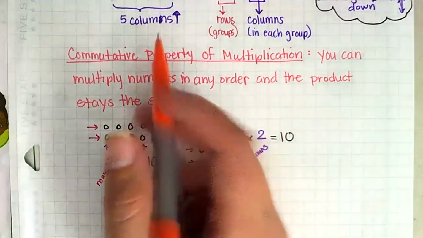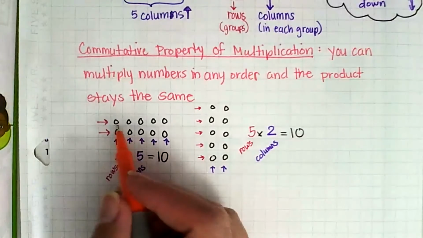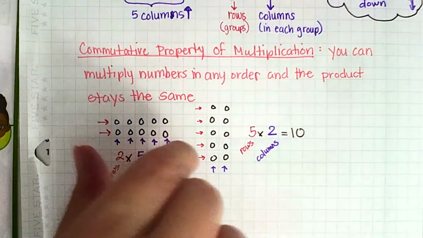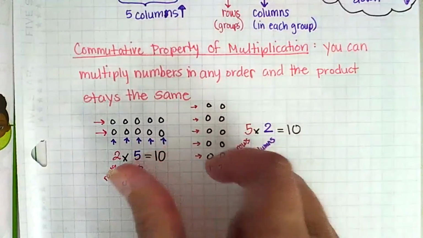Now, my original array that was up at the top over here, I had 2 rows of 5. 2 times 5 gave me 10. Now, if I took this array and I rotated it, right, I'm turning it on its side.